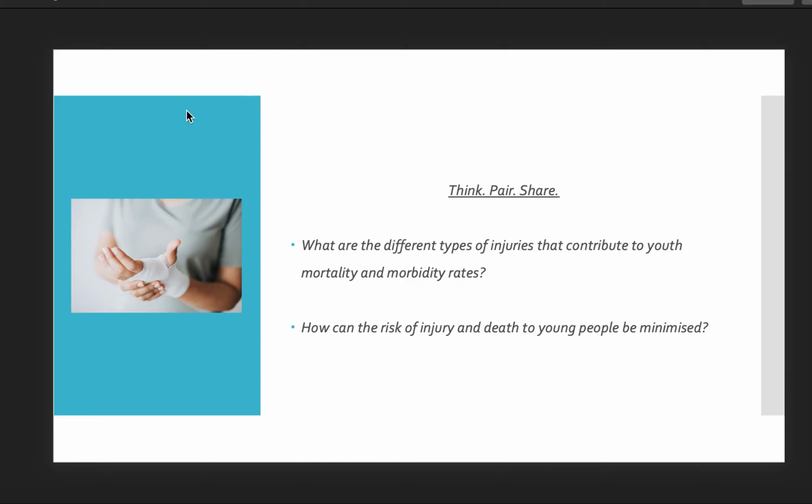Can you? The next one I want you to think about is how can the risk of injury and death to young people be minimized? What can we do as a society? What can I do as a parent to help reduce the risk of injury and death to people within my family as they grow up, like my daughters? I want you to think about that before we move forward. If you need to pause the video, then please do so.